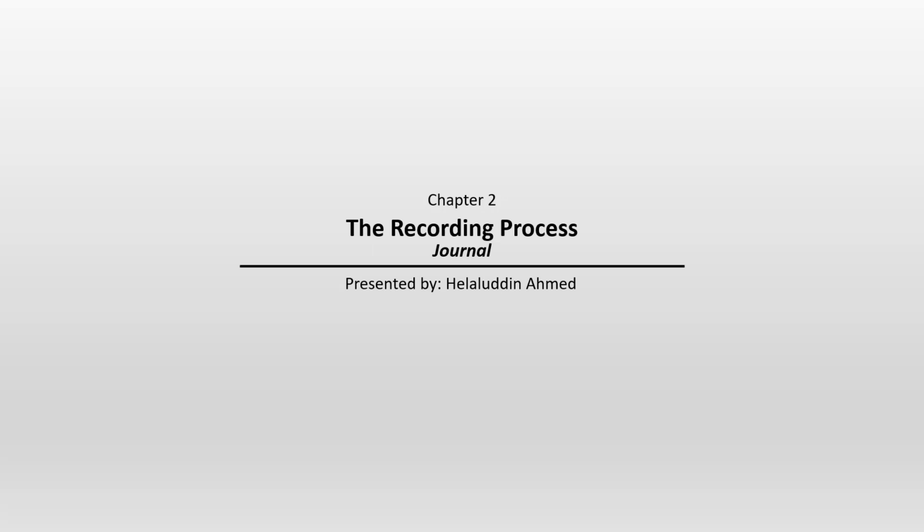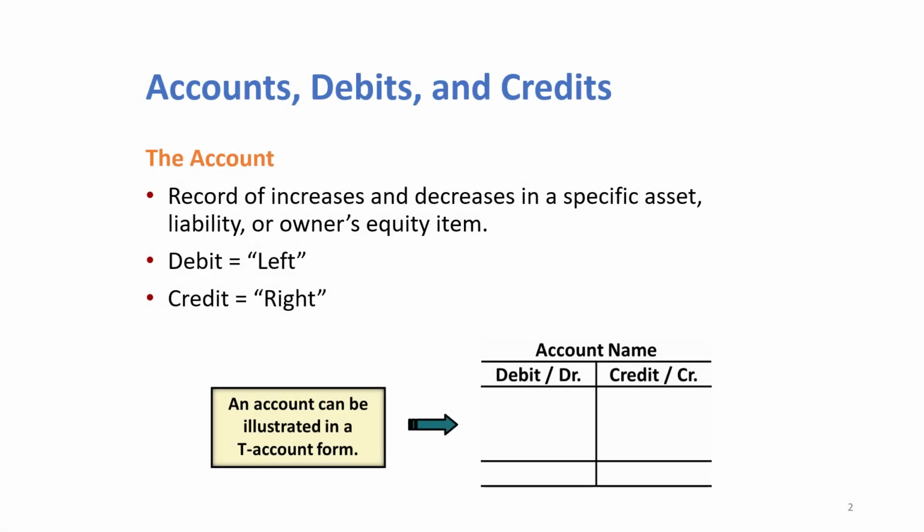Today we are going to discuss the recording process, that is, how an accountant records different types of transactions in the journal. Before going through the recording process, at first we should know what an account is. An account is a record of increases or decreases in a specific asset, liability or owner's equity item.